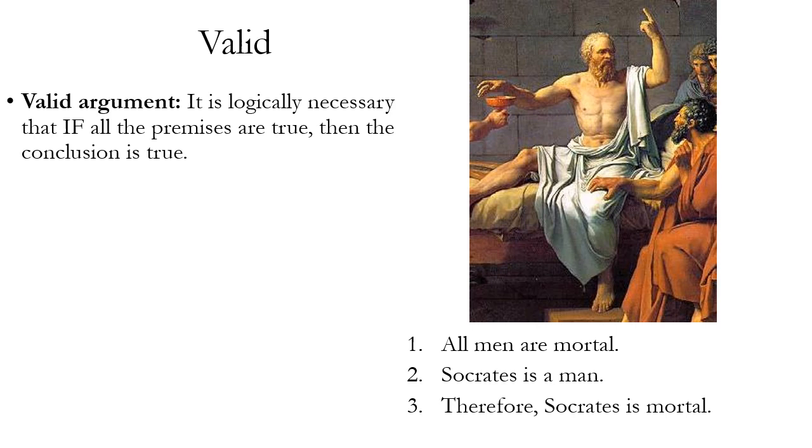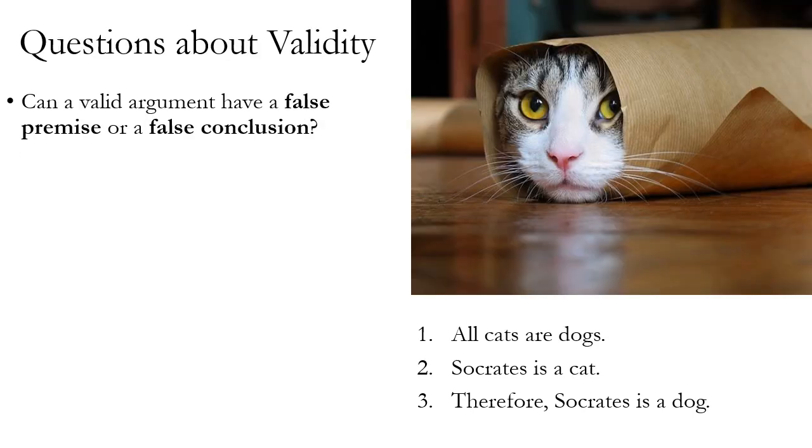So the example of an argument I gave earlier is an example of a valid argument. If it's true that all men are mortal, and if it's true that Socrates is a man, then it would also have to be true that Socrates is mortal. So before we move on, let's look at some questions about validity. Can a valid argument have a false premise? Or can a valid argument have a false conclusion? Think about these questions using the definition of valid from the previous slide.